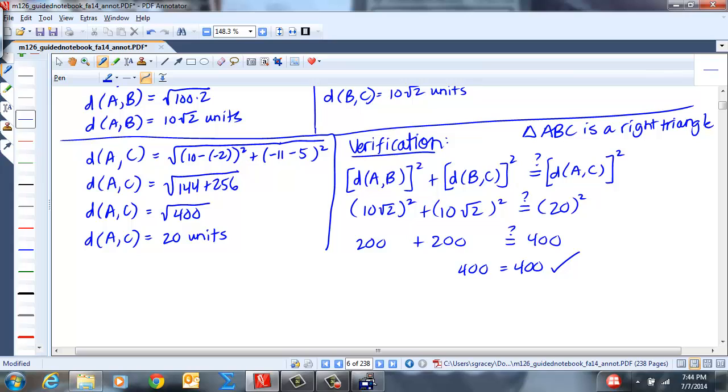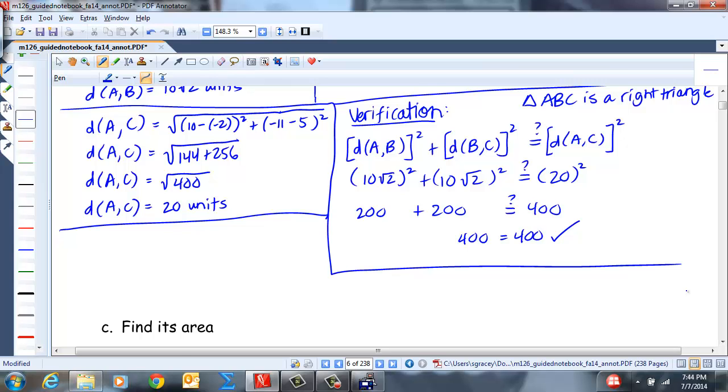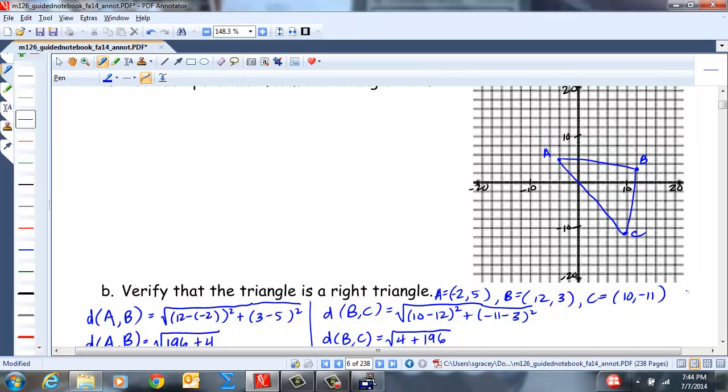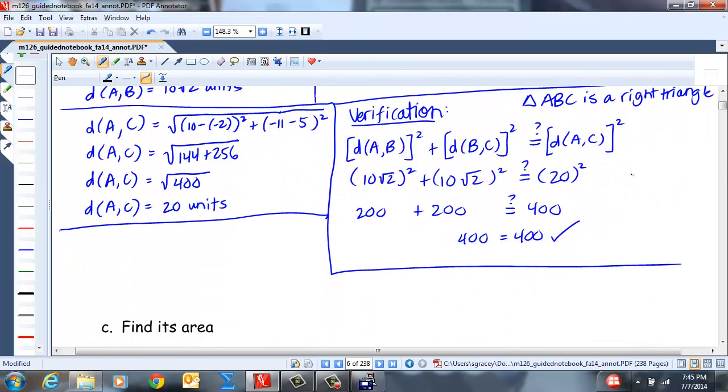All right, so now they want us to find the area. So remember that the area is the base times the height. So let's look at our picture. AC was the hypotenuse. So do you guys see that this here is the right angle? So the base, you could either call the base AB or BC, and then the height will be the other leg of the triangle.